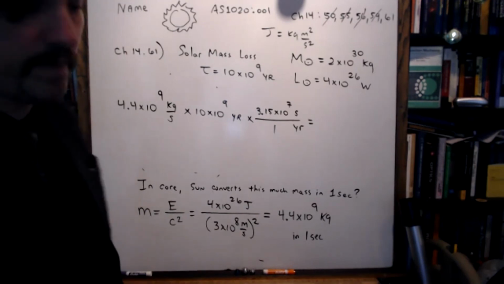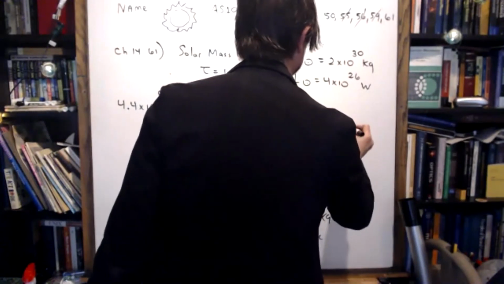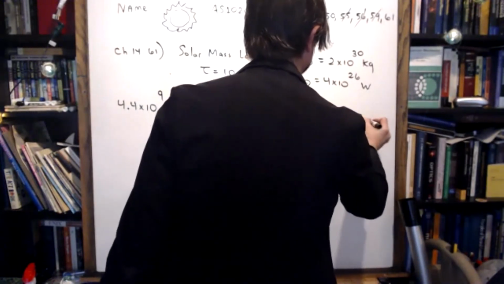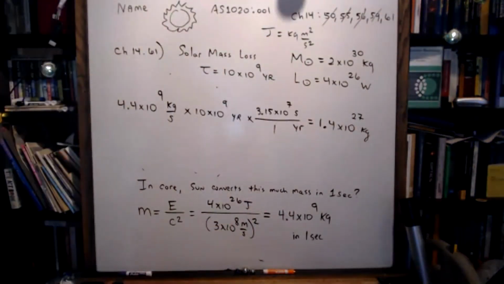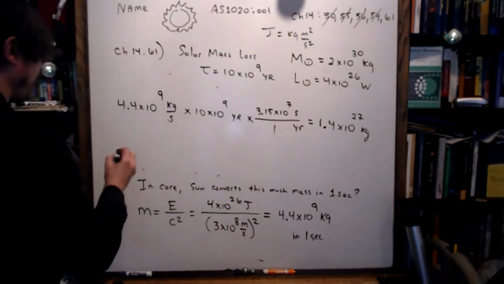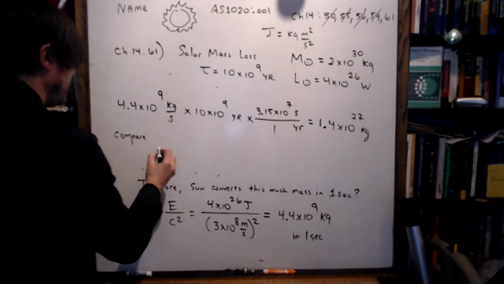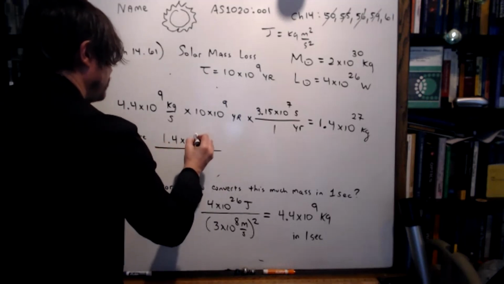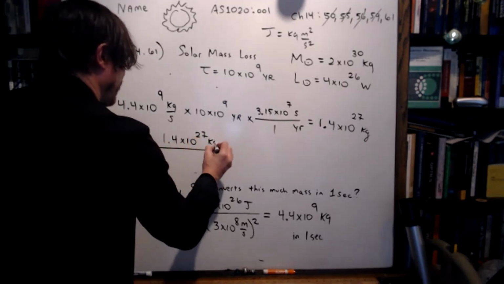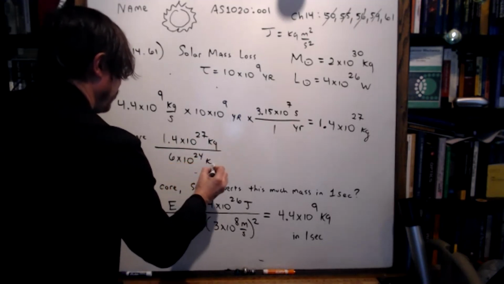1.4 times 10 to the 27 kilograms, which is pretty close to the mass of the planet Jupiter. So the sun will destroy a Jupiter's worth of hydrogen in its lifetime. If we want to compare to Earth, the mass 1.4 times 10 to the 27 kilograms over 6 times 10 to the 24 kilograms.